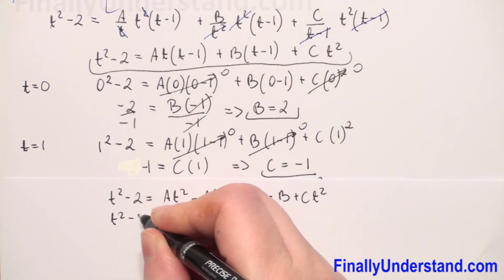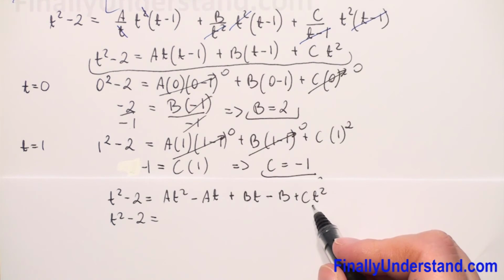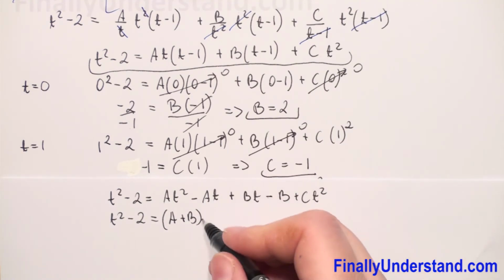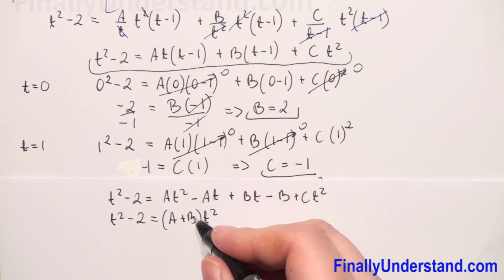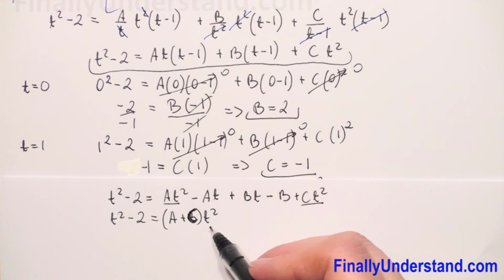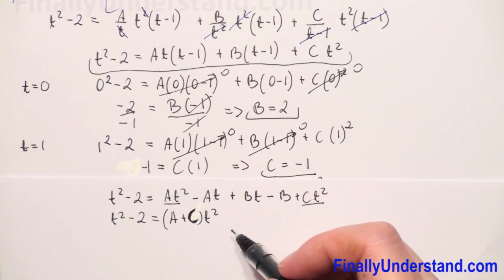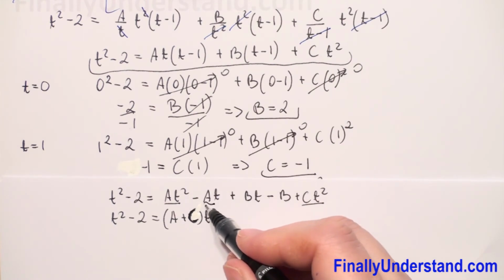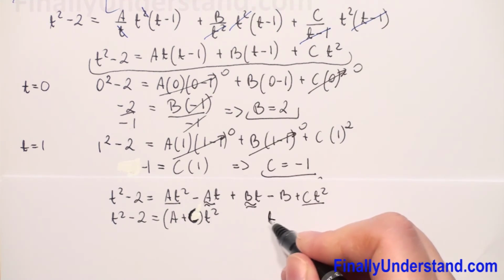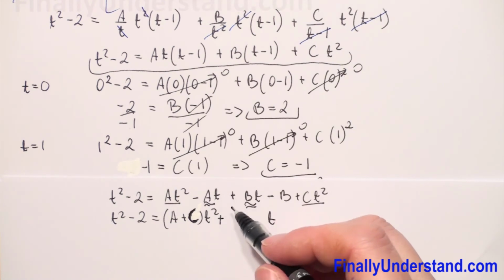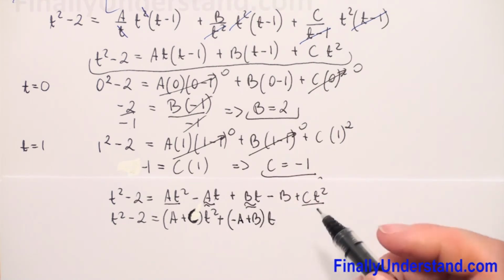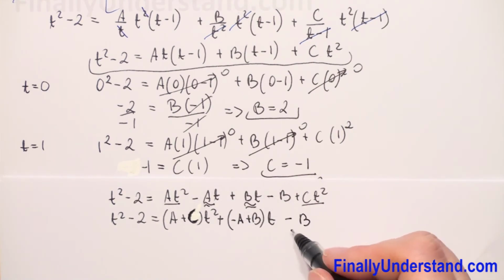Left side we will copy. We have a t squared and c t squared. So first I will put constant a plus c, and I will factorize t squared, because we have a t squared plus c t squared. Next we have negative a t and positive bt, so again I will factorize t, and first I will write coefficients, so it will be negative a plus b in parentheses, and in the end we have negative b only.